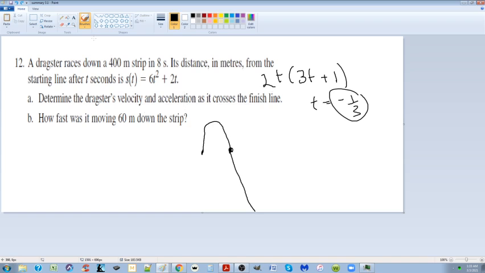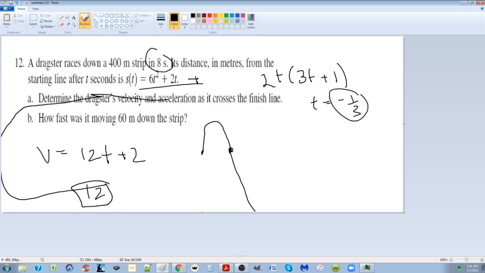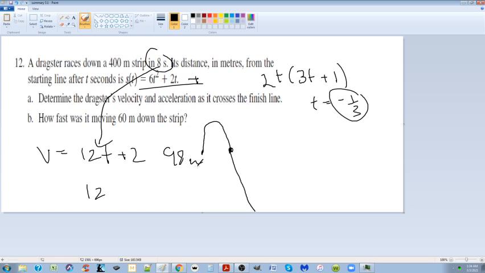When does it cross the finish line? Okay, it's 400 meters away. I'm surprised it doesn't have a plus 400 here. So that means, and it even tells you, 8 seconds. So you take the first derivative of this for velocity. And you take the second derivative. That's the acceleration, so that's always the answer to that at any time. But at 8 seconds, its velocity is 98 meters per second.